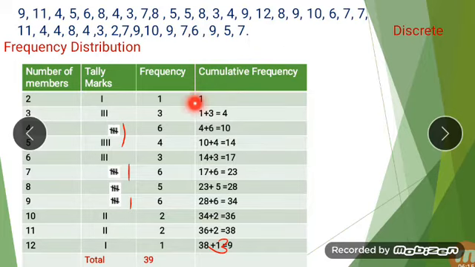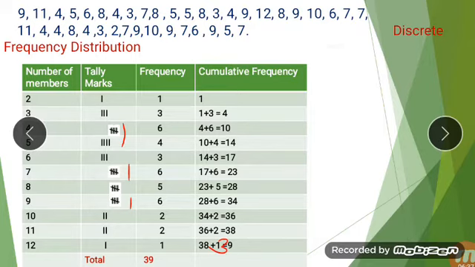1, 2, 3, so 3 times, and so on. Here if we see 12 exists just 1 time, so 1. Now if we add up the frequency, it will be 39. If we count the number of observations, it also will be 39. So in this way we can verify it.